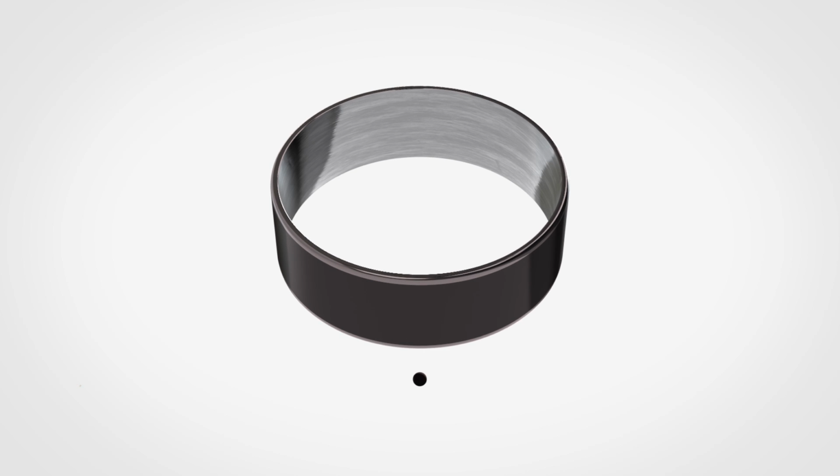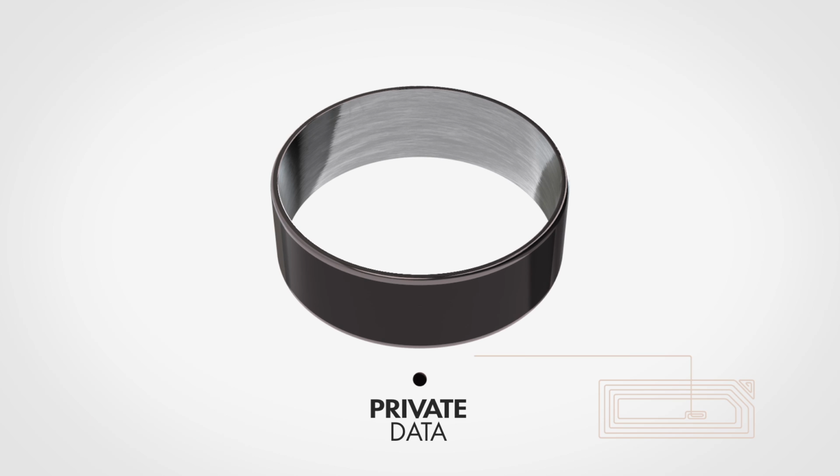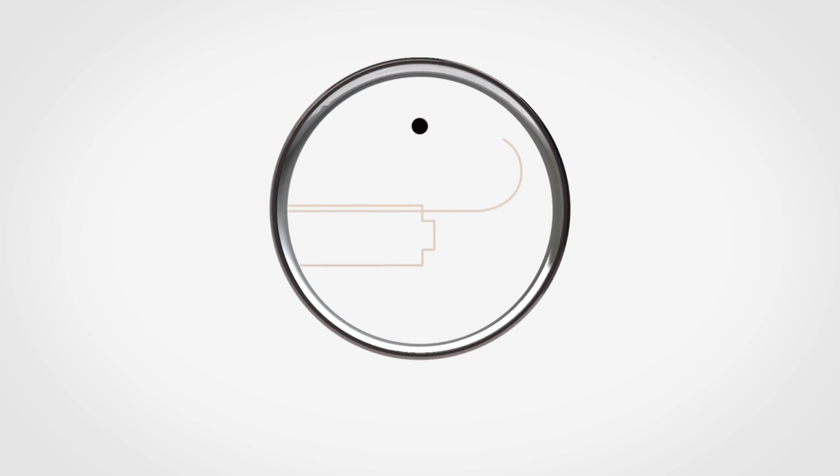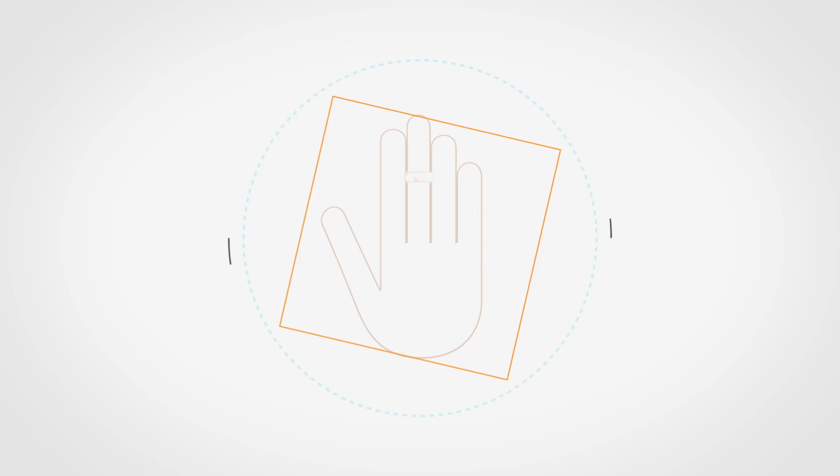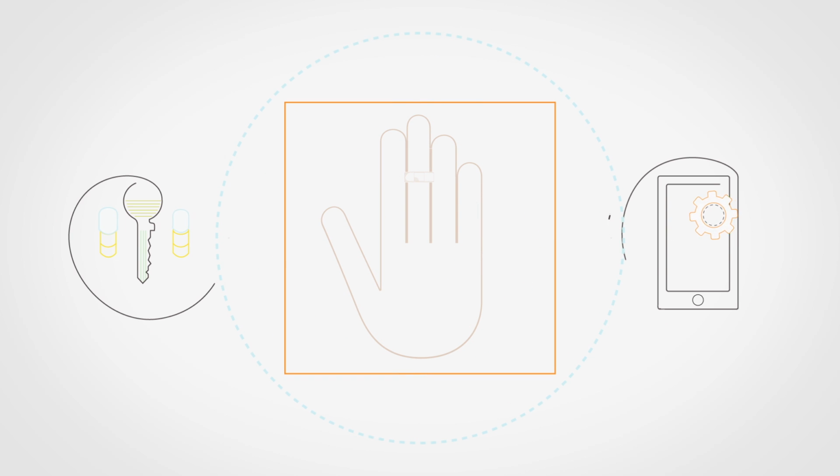Built into the ring are two tiny transmitters, one for public information, the other for private data. That's all. No batteries, no need for charging, no fuss. Just a low-profile ring that can be worn all the time to help perform everyday tasks simply by touching your hand against an NFC-enabled device.